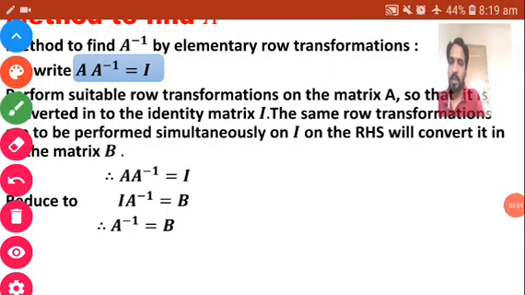So this matrix A gets converted into the identity matrix by the operations, and the identity matrix on the right gets converted into the matrix B. After that, I into A inverse becomes A inverse, because when we multiply any matrix with the identity matrix, we get back the same matrix. Therefore A inverse is equal to B. That is going to be our result. So let's move to one problem of order 3 by 3.